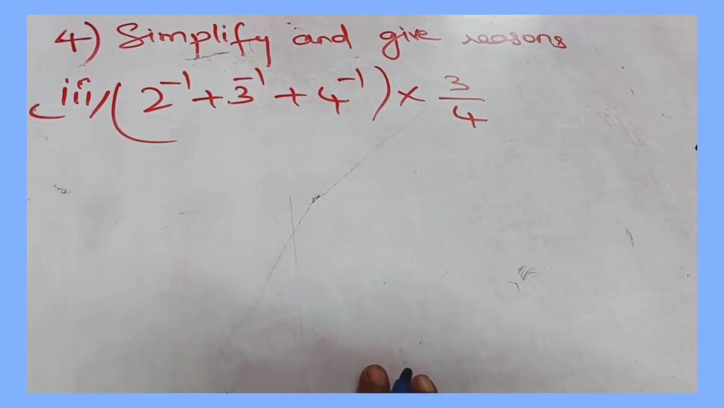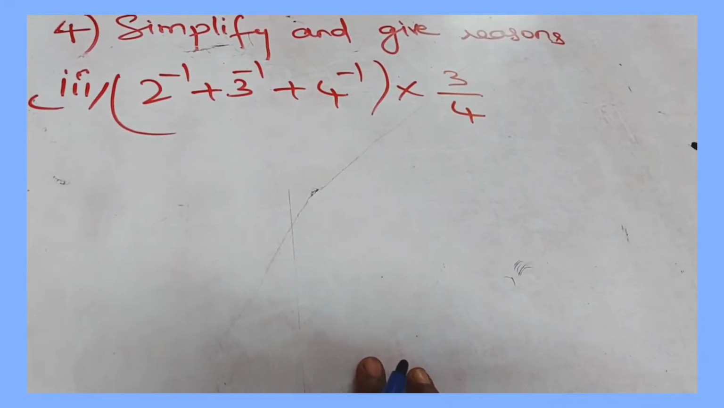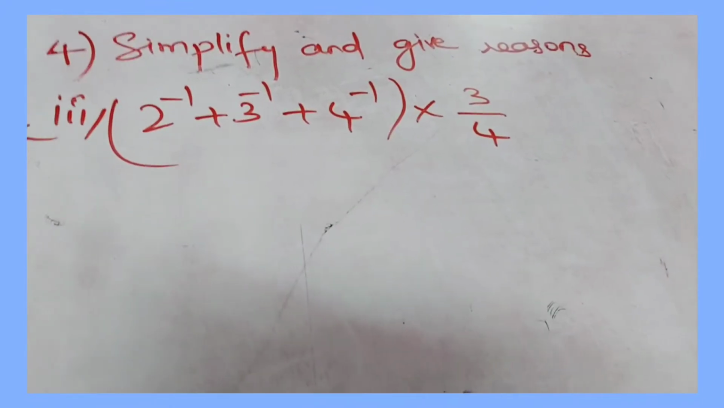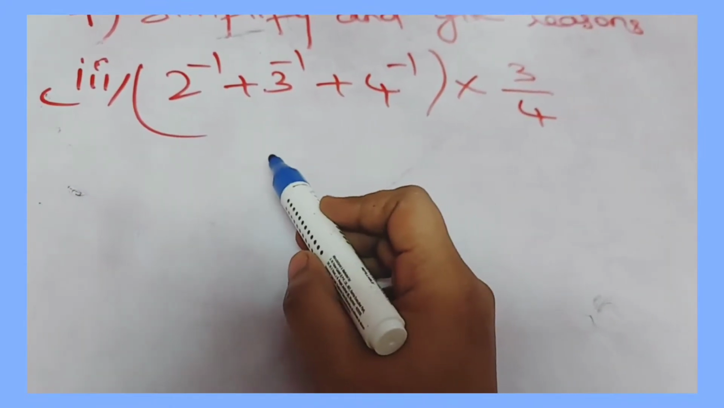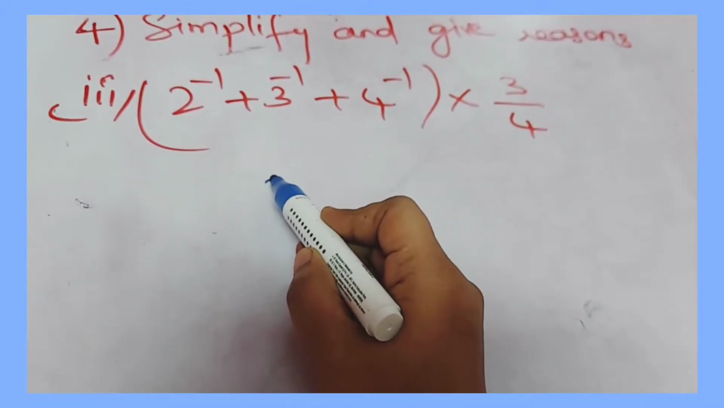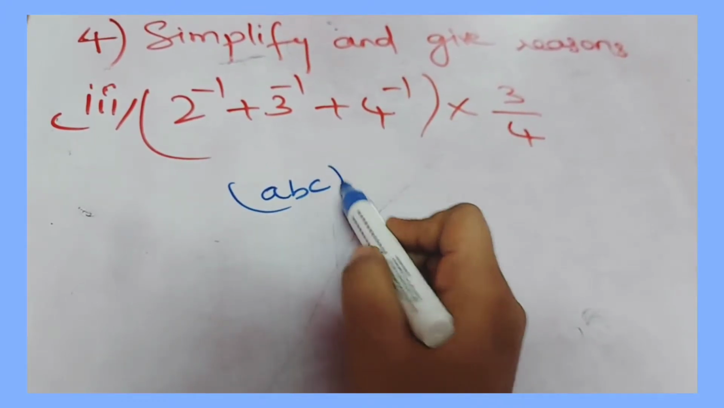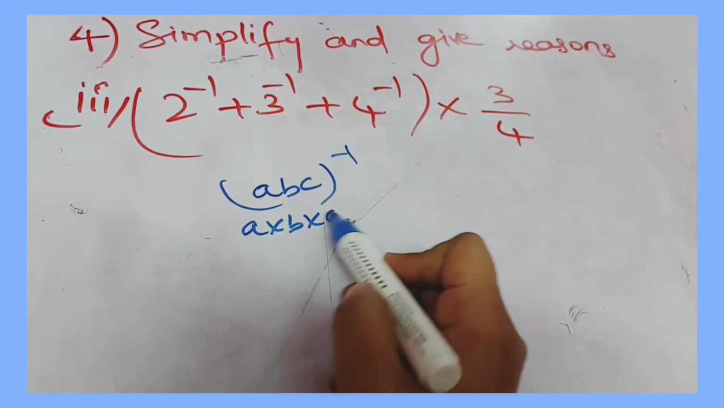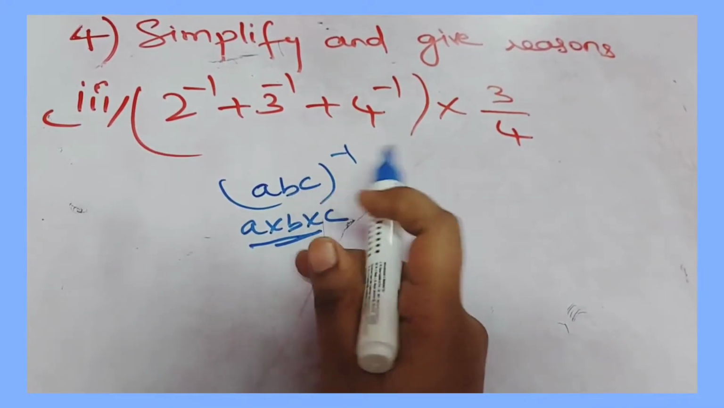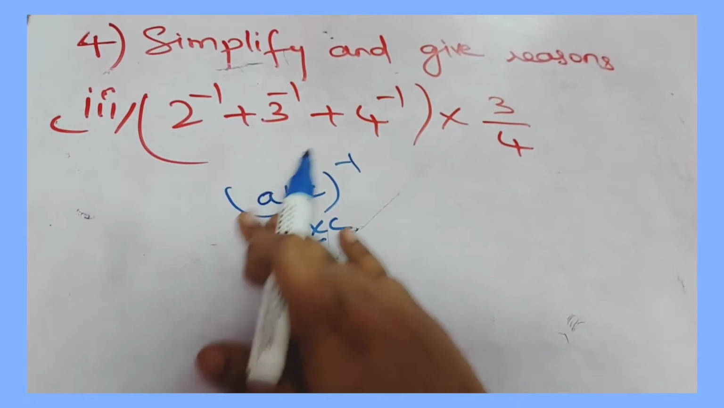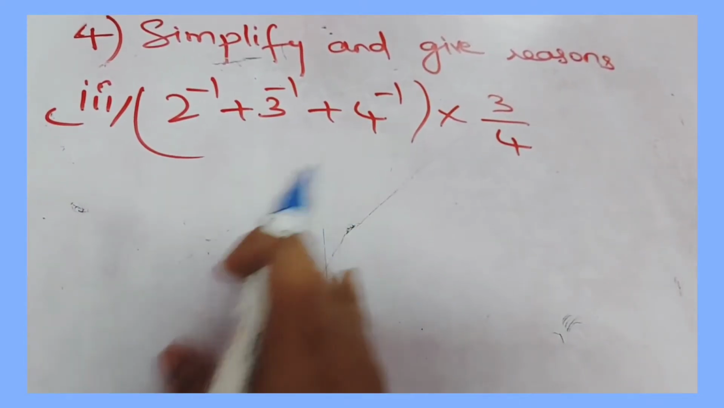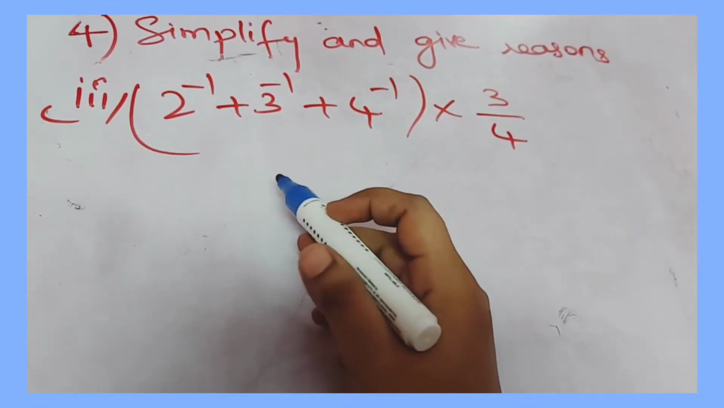In the fourth sum, third bit is (2 power minus 1 plus 3 power minus 1 plus 4 power minus 1) into 3 by 4. Now what you have to do, so don't write here (a b c) whole to the power of minus 1. If a into b into c is there, then you can take this identity. So here plus is there, means here you can't take this identity. Okay, if into is there, then you have to take that identity.